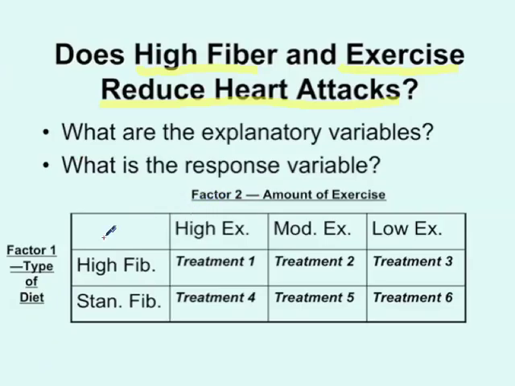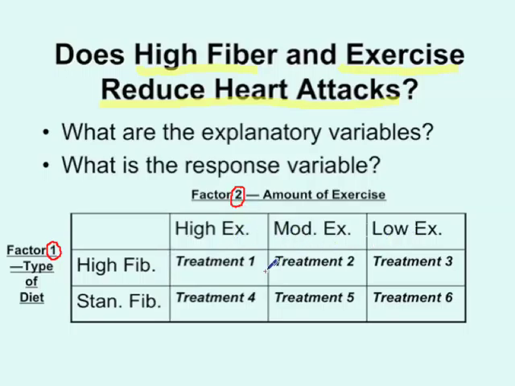So our first factor is type of diet, okay, so that's factor number one. And factor number two is the amount of exercise. Now notice that we have two levels to factor one. You either have a high fiber diet or you have the standard American diet, okay? We have three levels going on with the second factor. We've got high exercise, moderate exercise, and low exercise, okay?